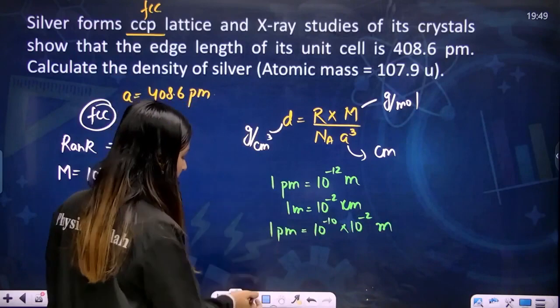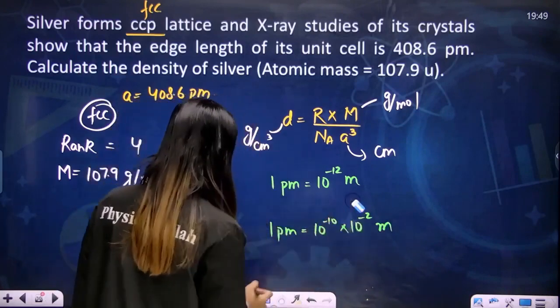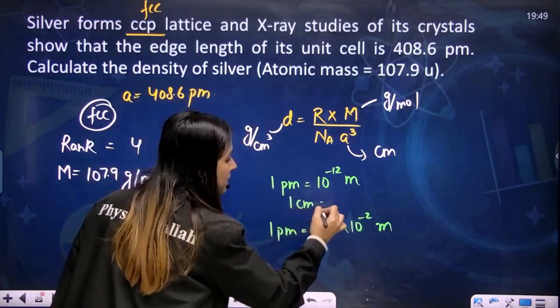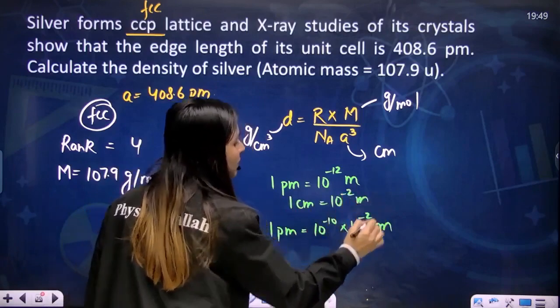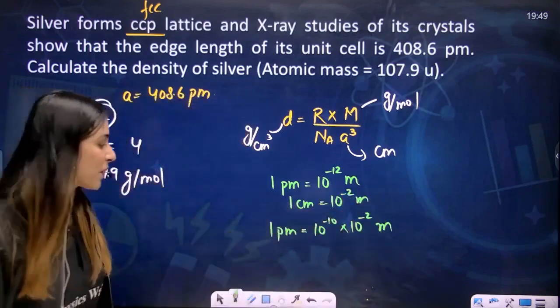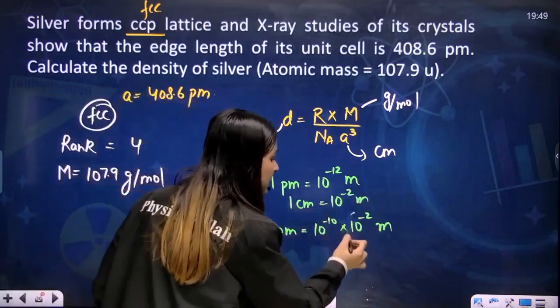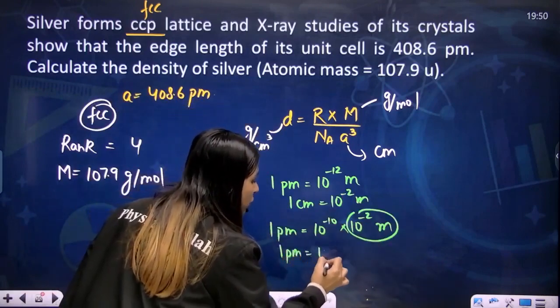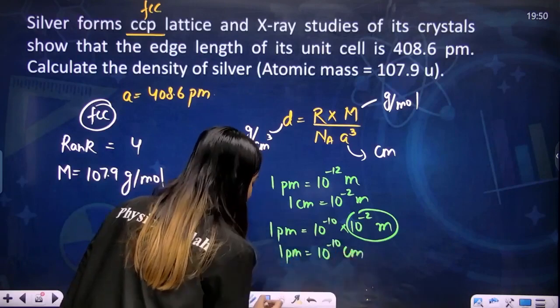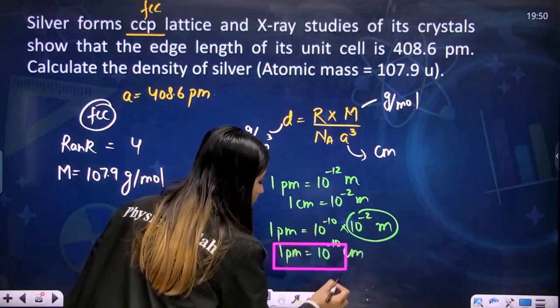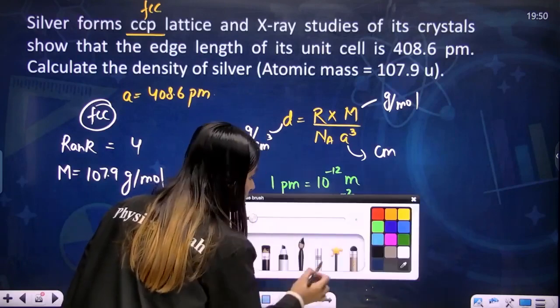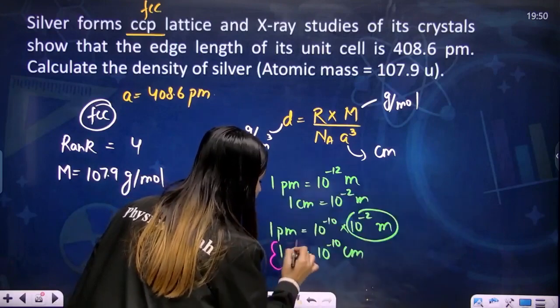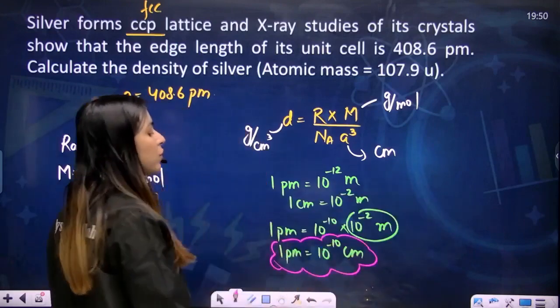Just a second, I just made a mistake, my dear students. I'm sorry. 1 centimeter is equal to 10 raised to the power minus 2 meters. So I can say that this particular part is actually equal to 1 centimeter. So 1 picometer is actually equal to 10 raised to the power minus 10 centimeters.